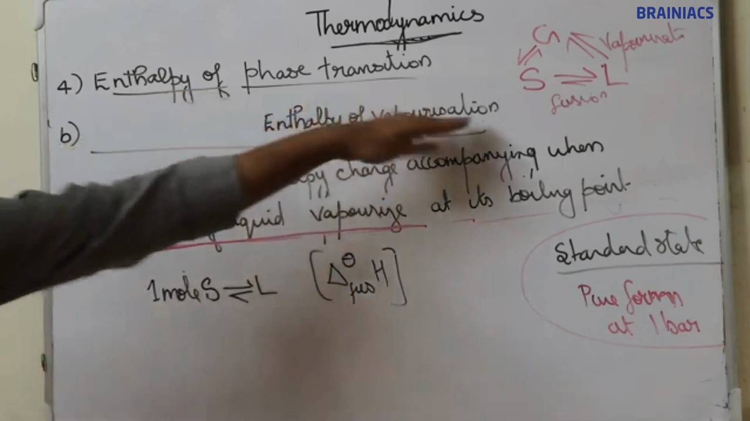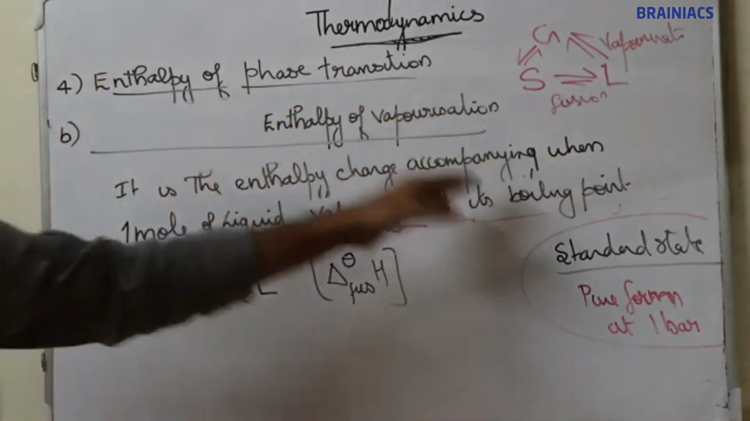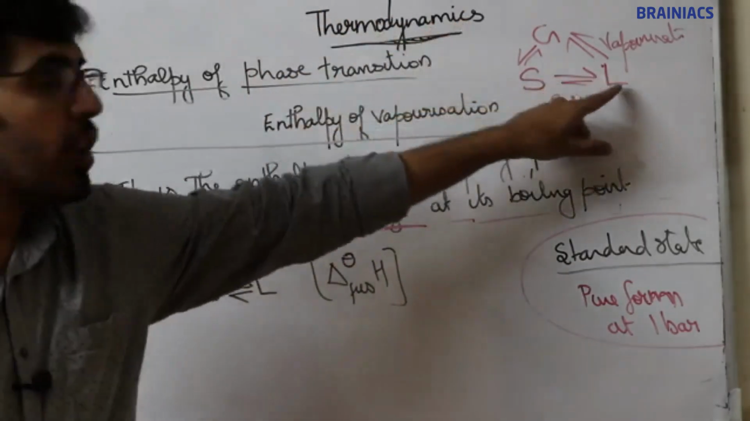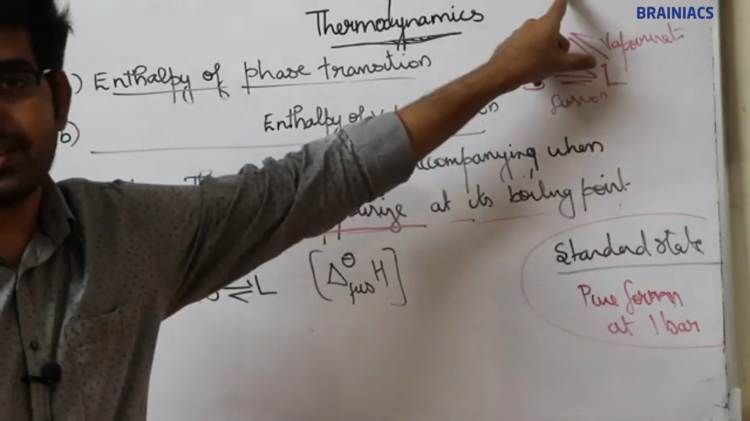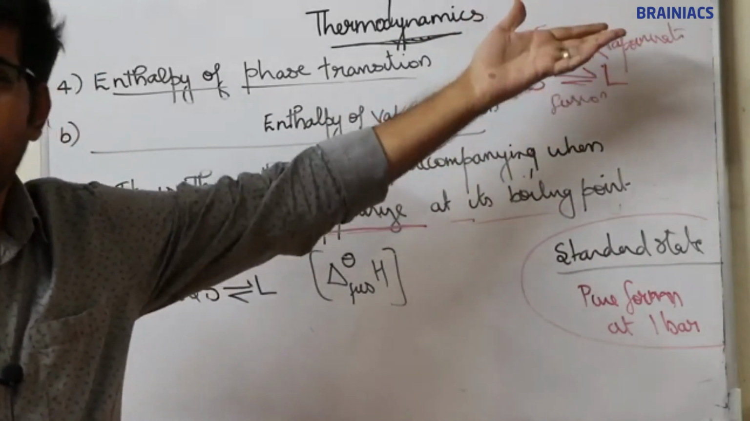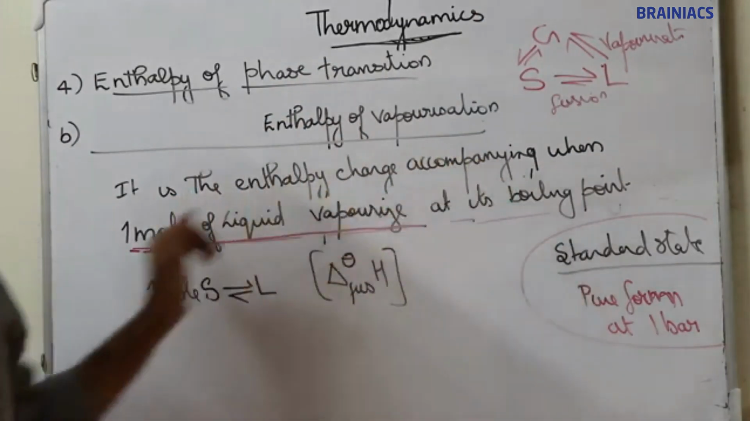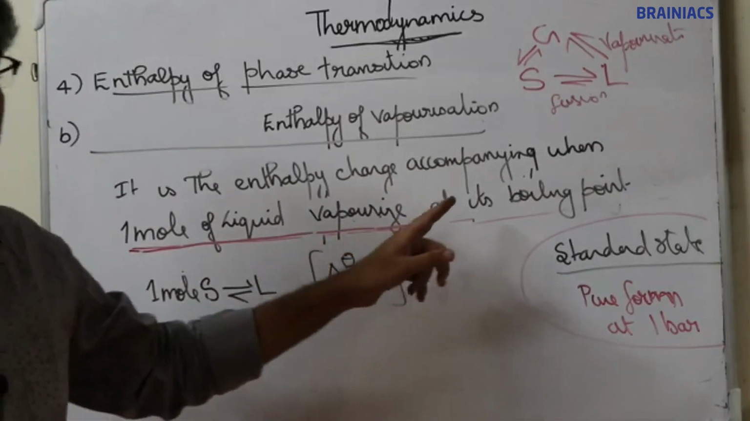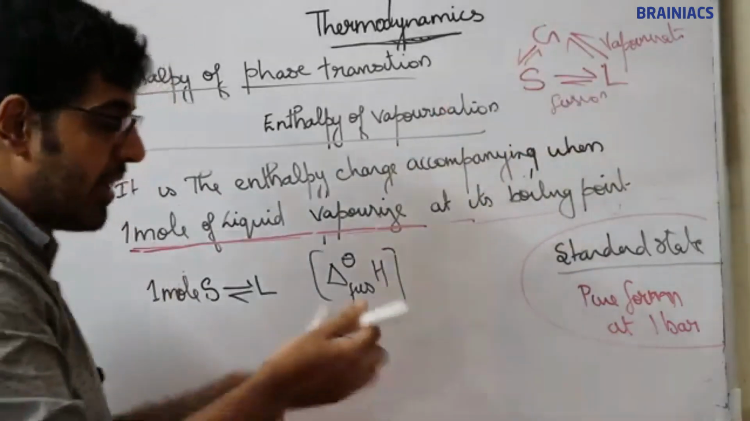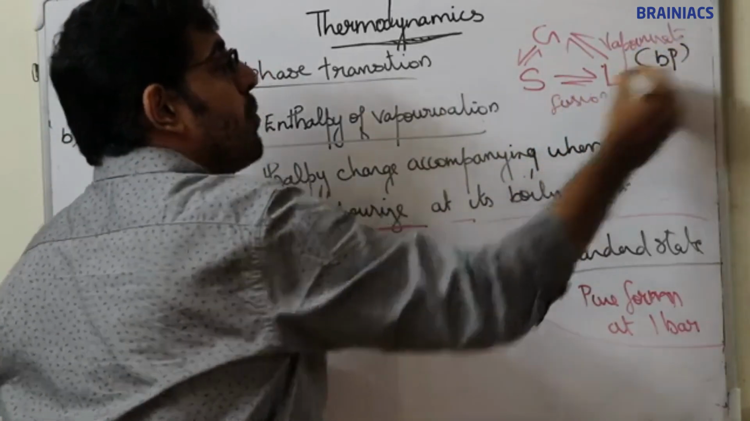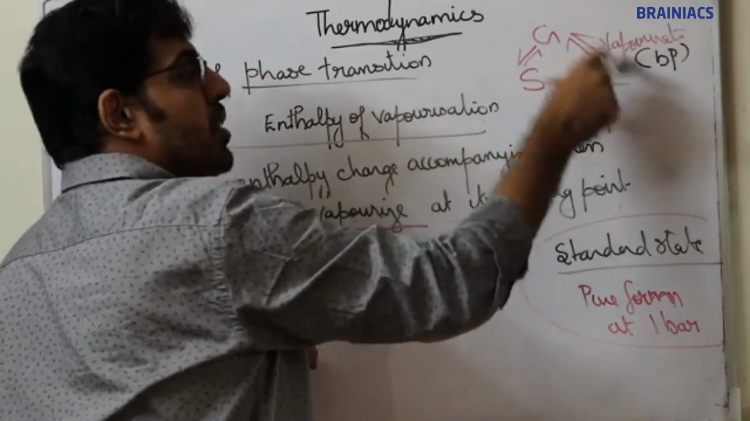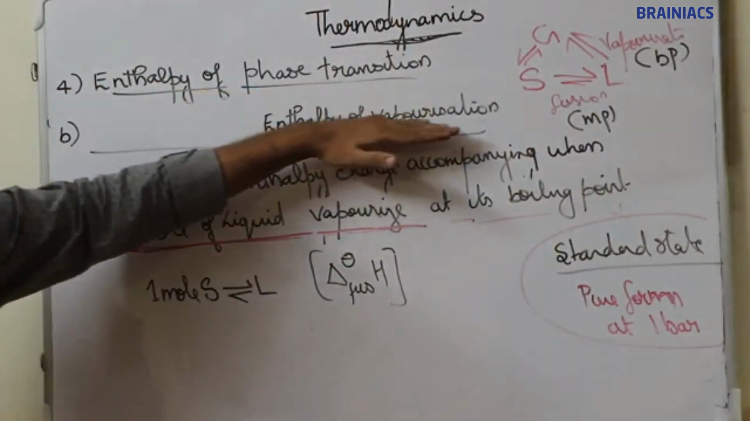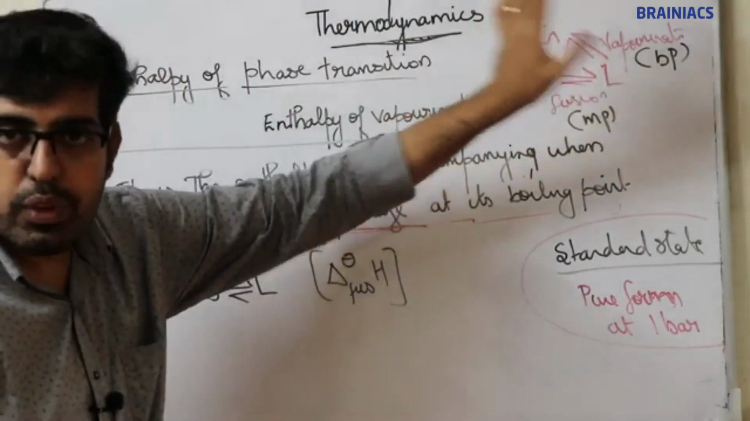So what is enthalpy of vaporization? It is the enthalpy change accompanying when 1 mole of liquid vaporizes, that is, 1 mole of liquid changes to gas. Vaporize means conversion of liquid to gas. And usually vaporization occurs at boiling point. Fusion occurs at melting point, and vaporization usually occurs at its boiling point. So vaporization reaction means conversion of liquid to gas.